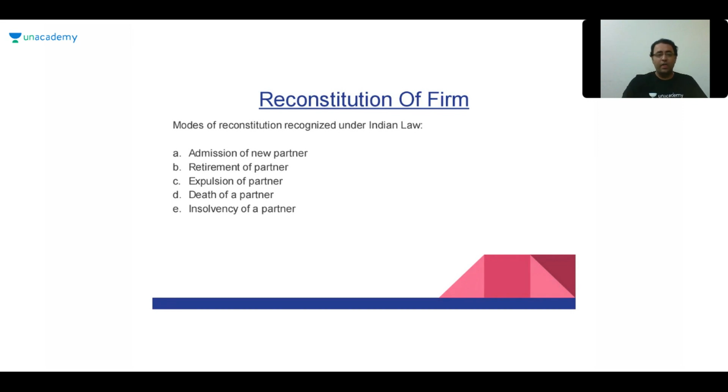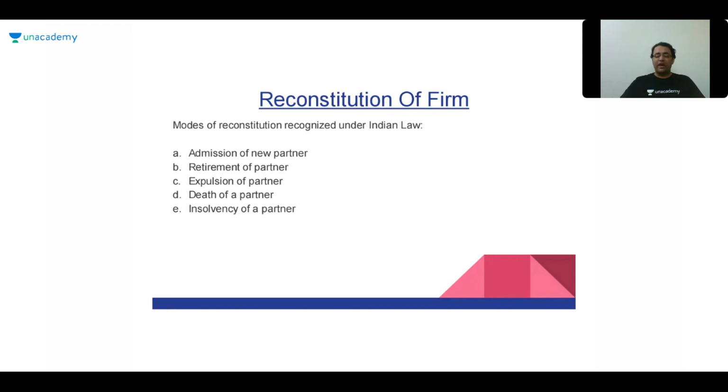Thank you. Expulsion of a partner. Due to any reason such as misconduct or gross negligence or illegal or unlawful activities, in such a case, the partners can get together and they can remove a partner from the partnership firm as per the provisions of the partnership deed. In case the partnership deed is silent about it, then they might have to take a legal course to expel a partner from the partnership firm.